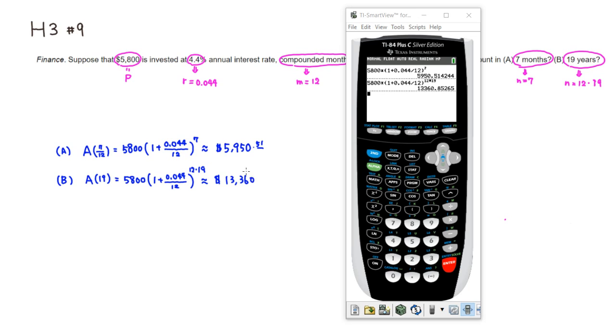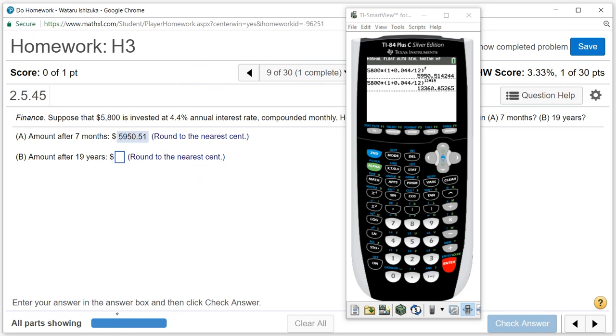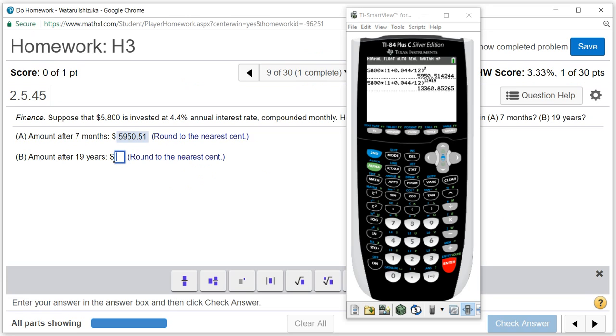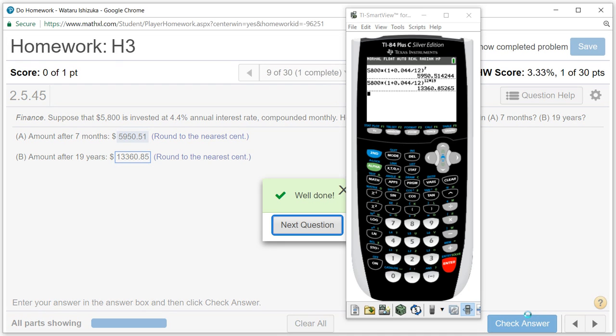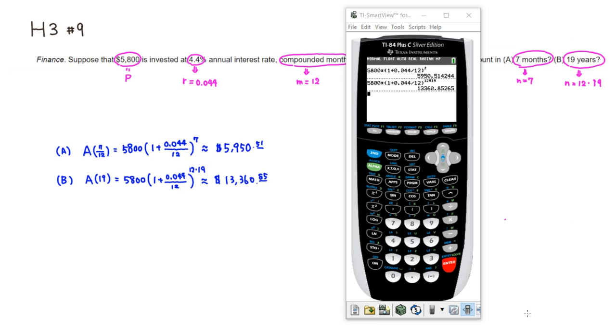It came out to be 13,360 and 85 cents. All right, so let's type it in. It came out to be 13,360 and 85 cents. Hit enter. All right, so that's it. I hope that this was clear.